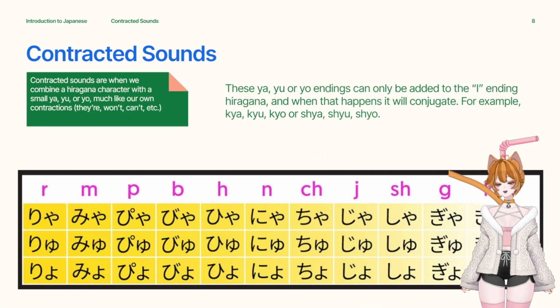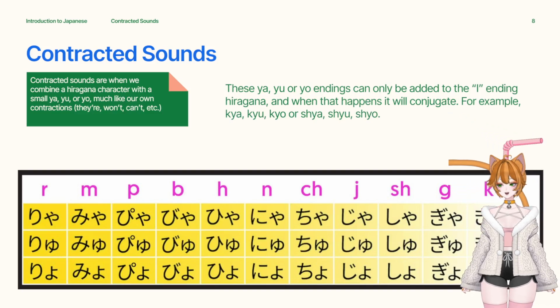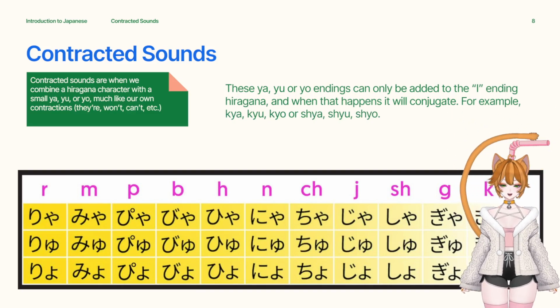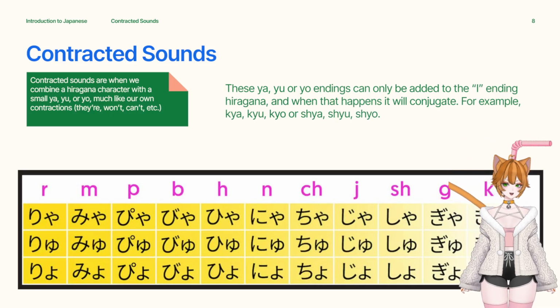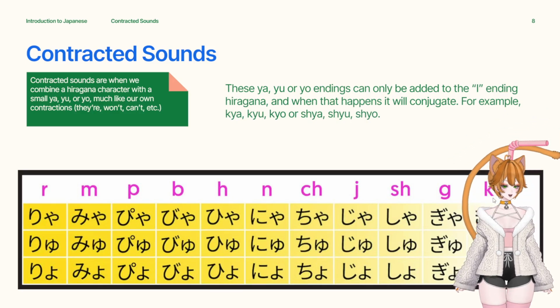Our next thing that we're going to go over is contracted sounds. When we combine hiragana with a small ya, yu, or yo, they sound much like our own contractions: there, won't, can't, things like that. It's just a contracted sound. These ya, yu, or yo endings can only be added to an i-ending hiragana, such as ki, ji, shi, ni. You see what I'm getting at here. Let's go through this chart.